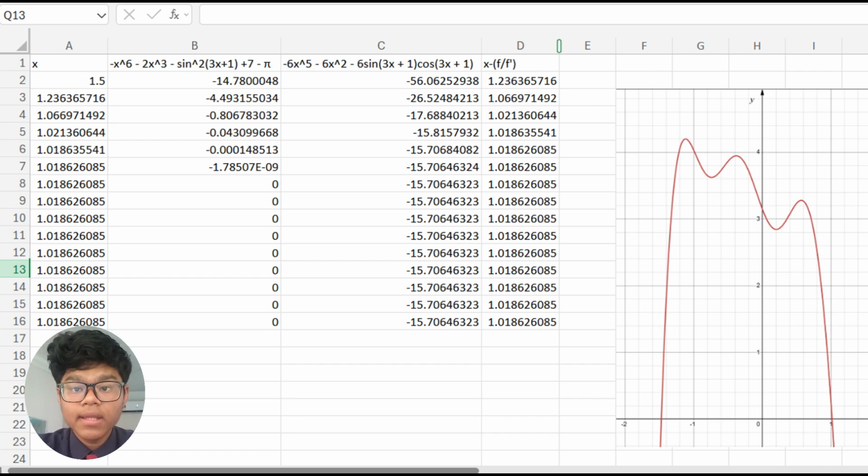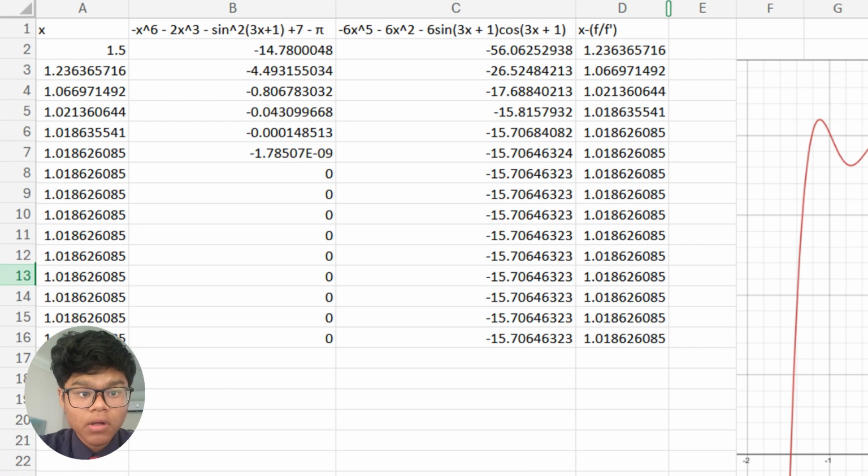Now I'll be explaining our Excel sheet. As you can see here, we have a whole column for x, another column for our function, the third column represents our first derivative of our original function, and the final one represents the Newton-Raphson method's equation.